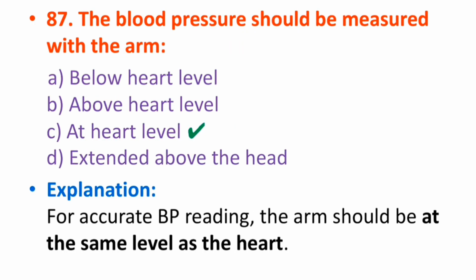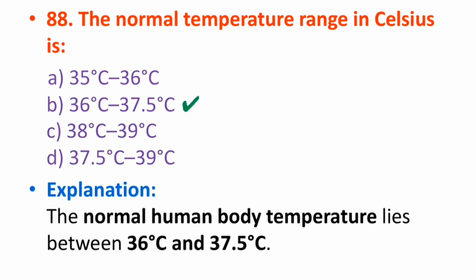The blood pressure should be measured with the arm: option A, below heart level; option B, above heart level; option C, at heart level; option D, extended above the head. The correct answer is option C, at heart level. For an accurate BP reading, the arm should be at the same level as the heart.